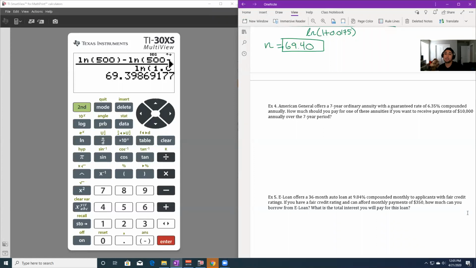American General offers a 7-year ordinary annuity with a guarantee rate of 6.35% compounded annually. How much should you pay for one of these annuities if you want to receive payments of $10,000 annually over the 7-year period?